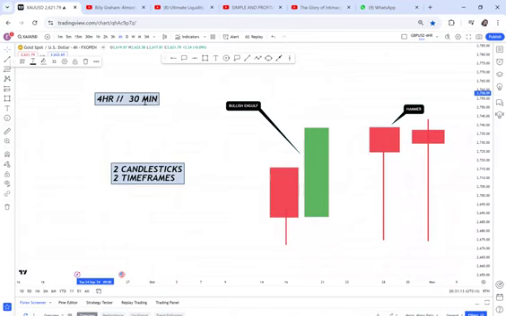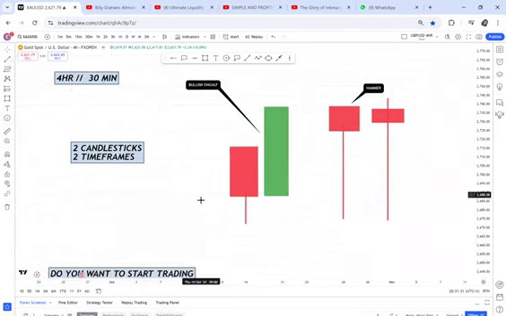I have not known the win rate of this strategy because I'm still backtesting it. So 4 hour and 30 minutes. It's like the way people say, if I get something on daily, I will scale to 4 hour. If I get something on 4, I will go to 1 hour. So this strategy is 4 hour and then we go to 30 minutes. Now imagine that's all we need.